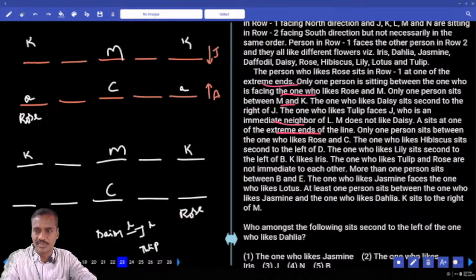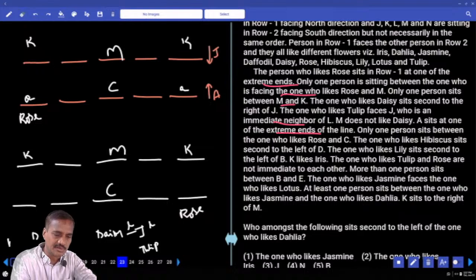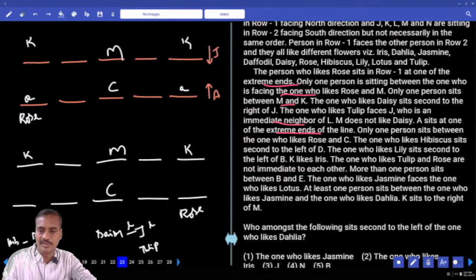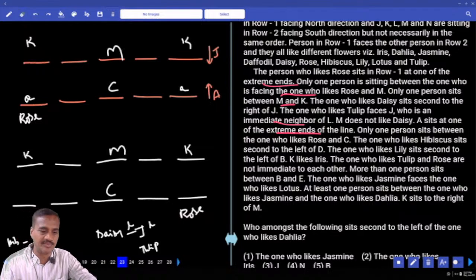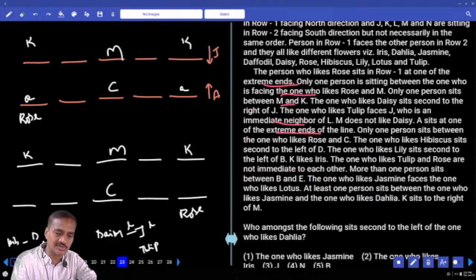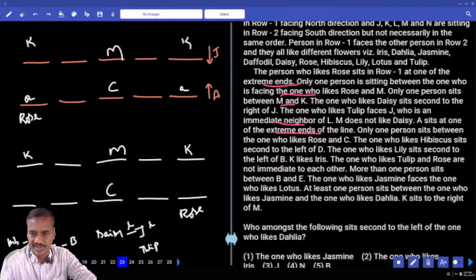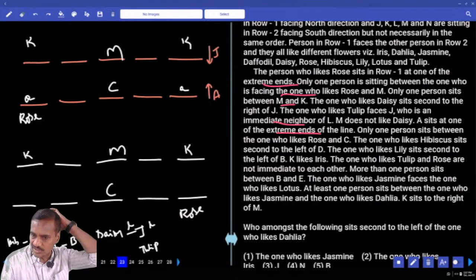The one who likes hibiscus sits second to the left of D. Hibiscus is second to the left of D. Now, the one who likes lily also sits second to the left of B. Lily is seated second to the left of B.